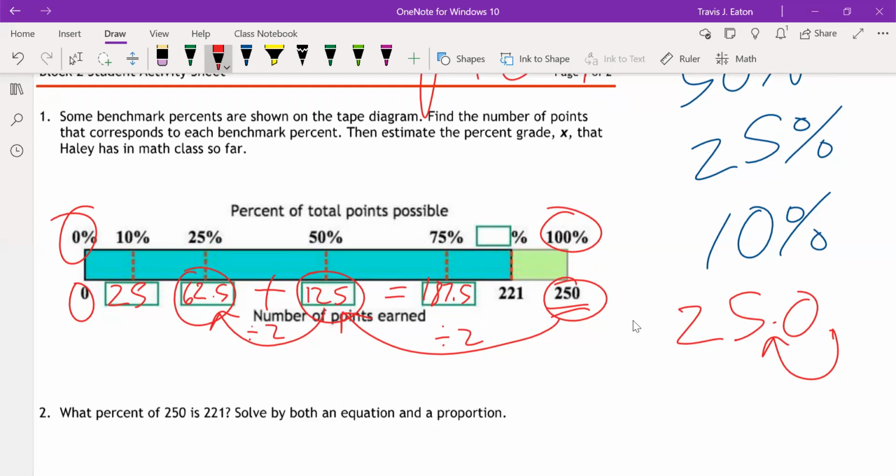Matter of fact, if we wanted to find 1% of something, well, then we have to move the decimal just one more spot. So if we wanted to find, like, say, 1%, if we wanted to be super crafty, then 1% would just be 2.5. Boop, boop, boop, boop, boop, right there, 2.5. So a lot of cool benchmarks, 50, 25, 10, and 1. Oh, and don't forget 75. The half of the half added to the half will give you 75%.